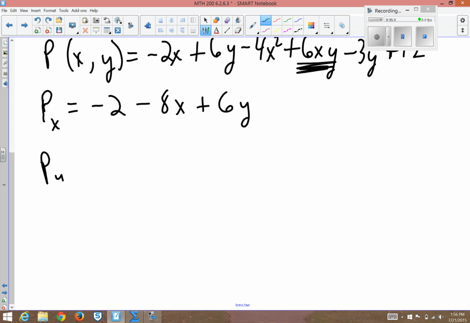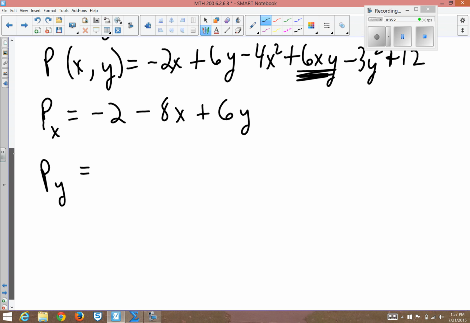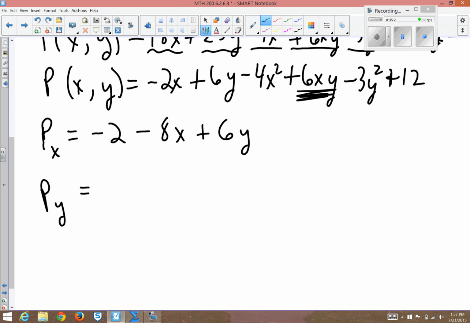The partial derivative with respect to y, so now we pretend x is a constant. The derivative of this constant is 0. The derivative of 6y is 6. The derivative of this constant is 0. The derivative of 6xy is 6x. This is a constant times y. The derivative is the constant. The derivative of negative 3y squared is negative 6y. And the derivative of 12 is 0.